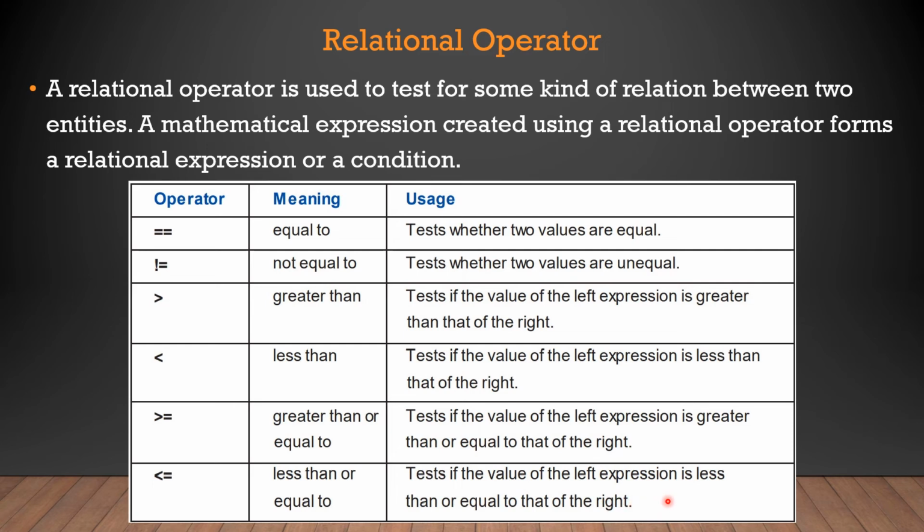So it will test whether the value of the left expression is less than or equal to that of the right. Means if the value of the left expression is less than or equal to the value of the right expression, then it will return true. And if it is more, then in that case it will return false. So this was about relational operators.